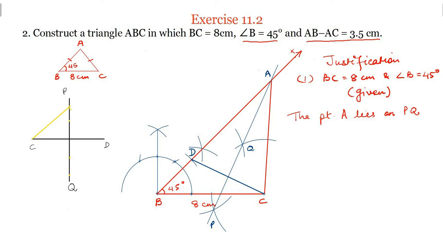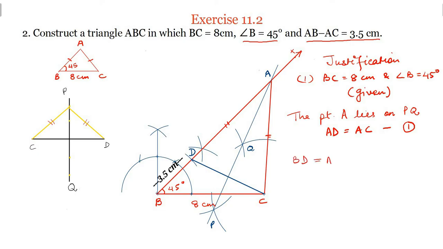Therefore, this side will be equal to this side. Similarly, A is a point on the perpendicular bisector PQ. So A will be equidistant from C and D. Therefore, this side will be equal to this side. Hence, we can write AD is equal to AC. Let this be the first equation.